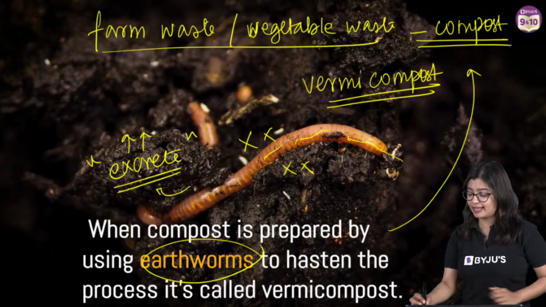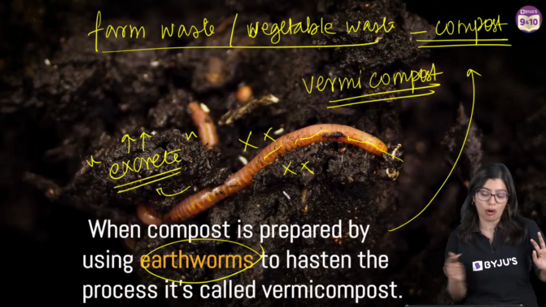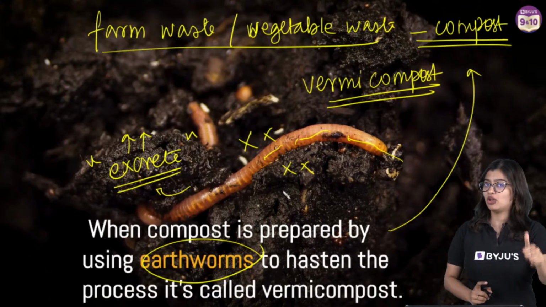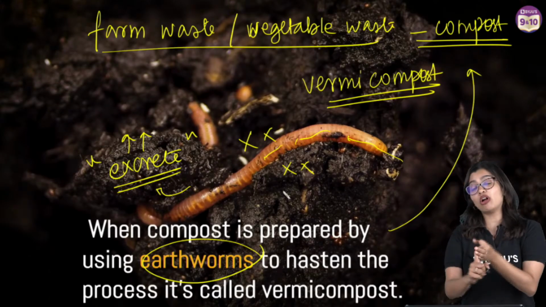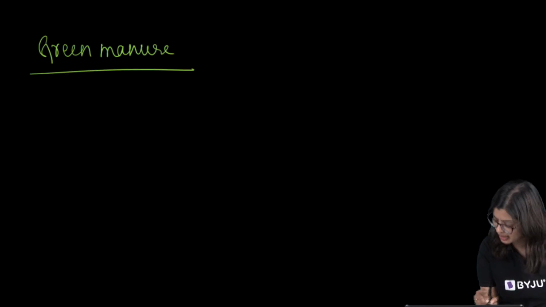Now one more point that many of us cannot seem to comprehend is green manure. Ma'am, you told me manure, okay. You told me compost, okay. You told me vermicompost, okay. But what is this term green manure? What do we mean by it?